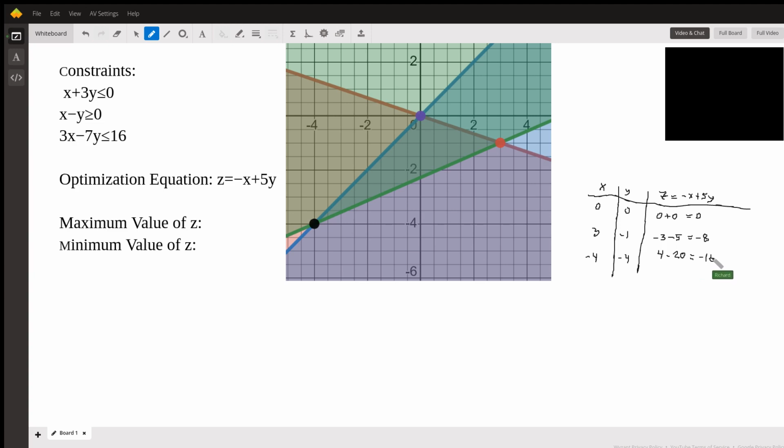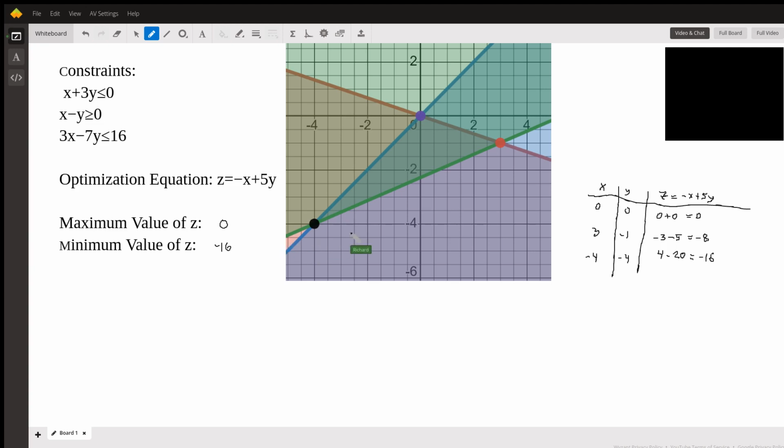So here are the values for what the teacher is calling the optimization equation. This is usually called the objective function. And the objective function reaches a minimum or a maximum only at these points of intersection. So the maximum value of Z is going to be 0, and the smallest value of Z is going to be negative 16.